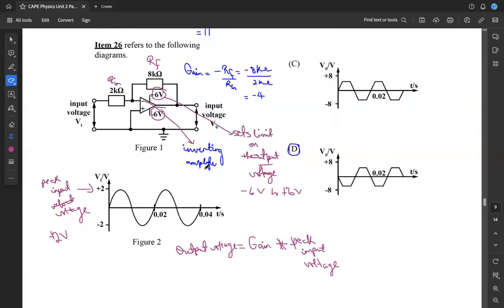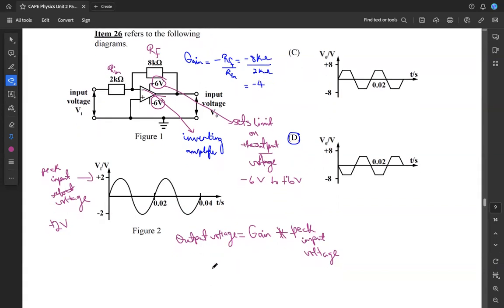For an inverting amplifier, which is what this is, the gain is equal to minus RF, the feedback resistor, over the input resistor. So the gain is equal to minus 8 kilo ohm divided by 2 kilo ohm, and we come out with a gain of -4. So what's going to happen now?